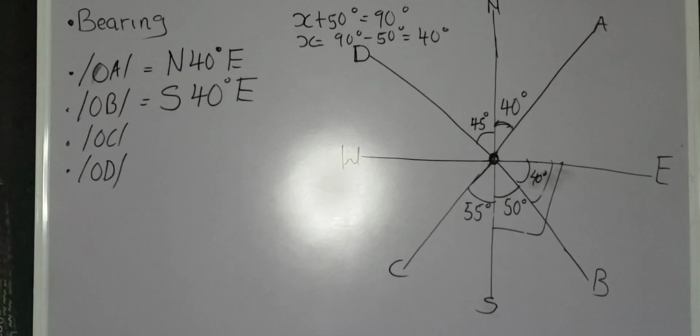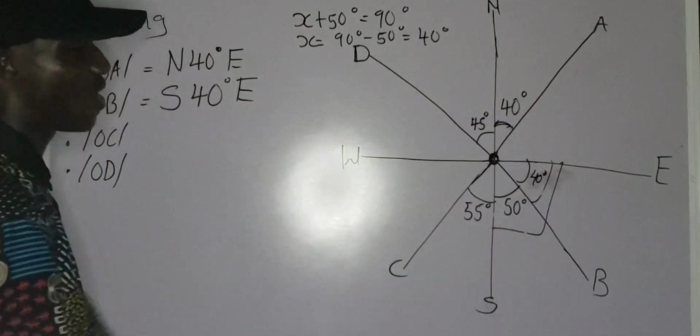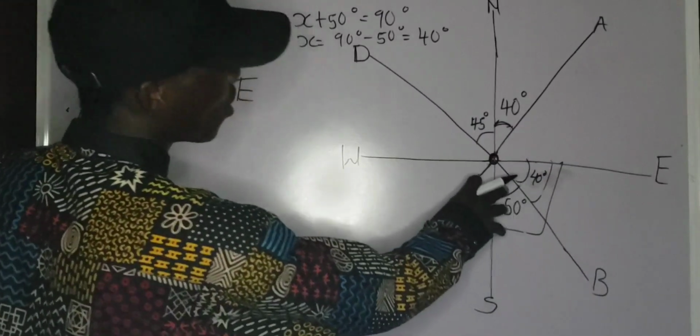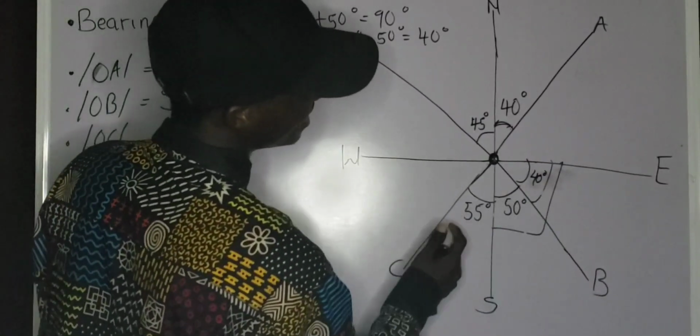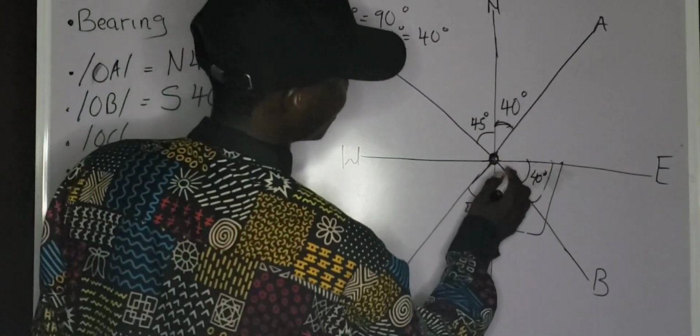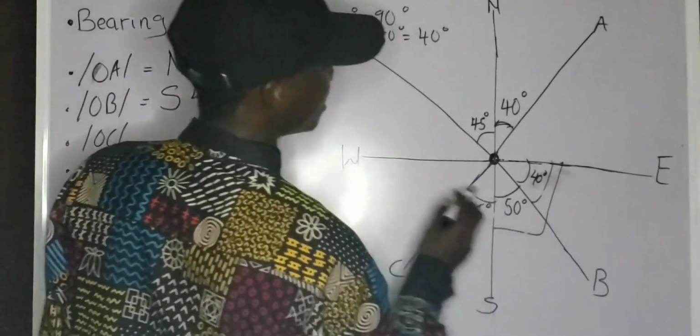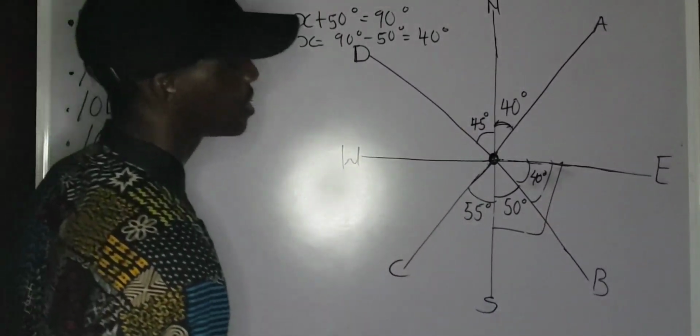The bearing of a line is the angle which the line makes with the meridian. That's it. And the meridians, I told you, are the 4 cardinal points that we have here. Now, the bearing of line OB is the angle which line OB makes with this meridian. This is the meridian. The angle which line OB makes with the meridian is what?